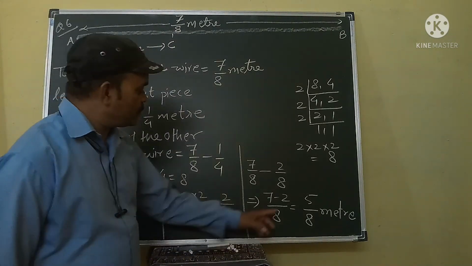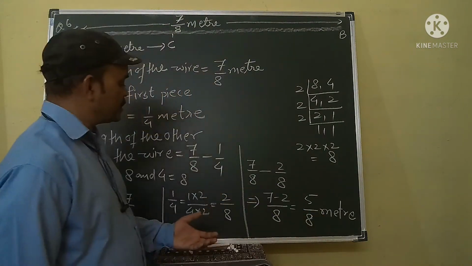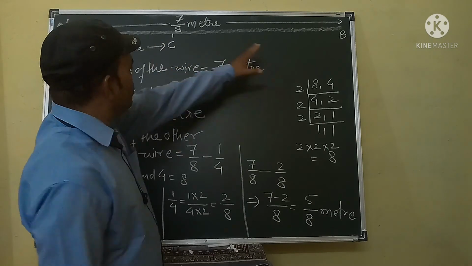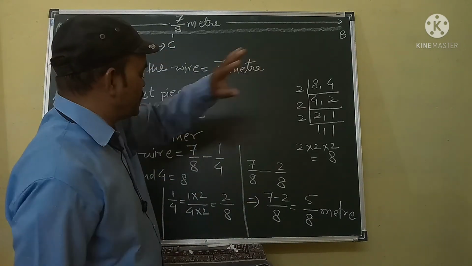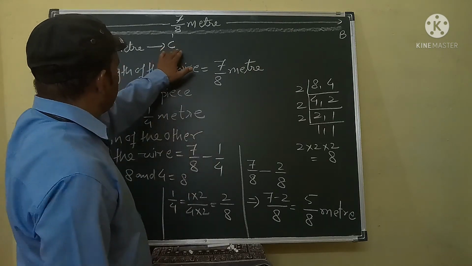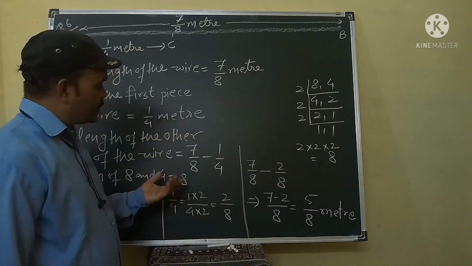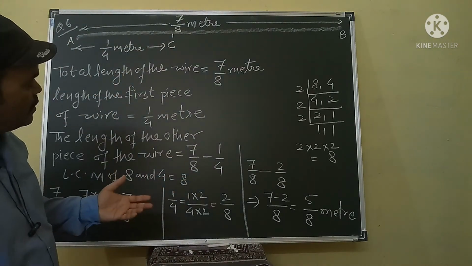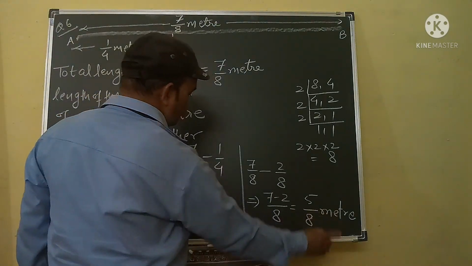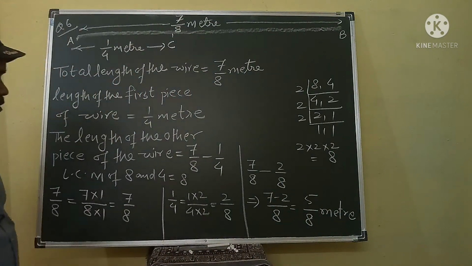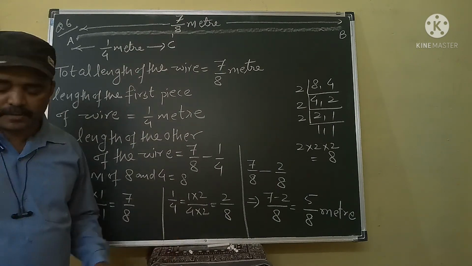That means 5 upon 8 meter is the length of the other piece. In this diagram, which is the other piece? The other piece of the wire is CB. So the length of the other piece of the wire CB is 5 upon 8 meter. This is the required answer for the required question.